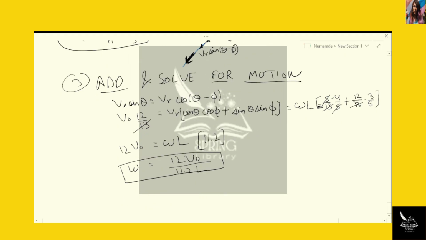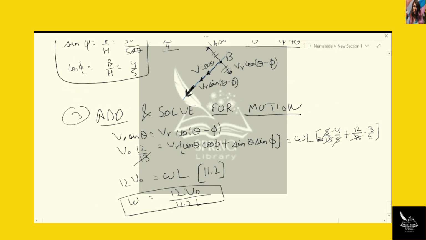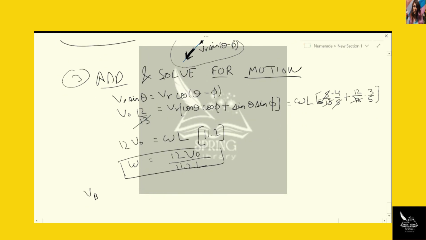So this is our omega. We can put the values of v naught and L and get the correct answer for omega. Now, what about VB? So VB is going to come, as we see in this part, from rotational and translational components along the blue line. So this is going to be V naught cos theta plus VR sine of theta minus phi.